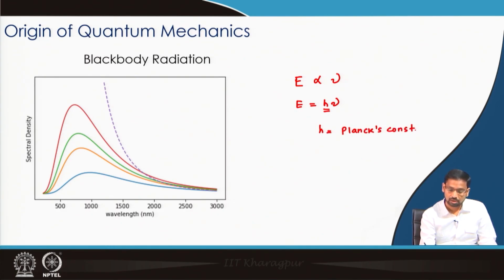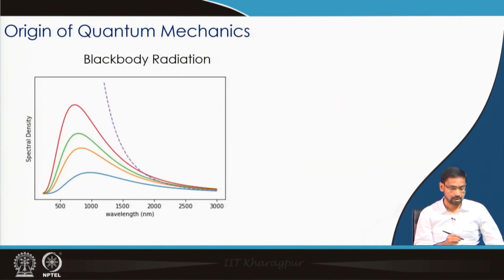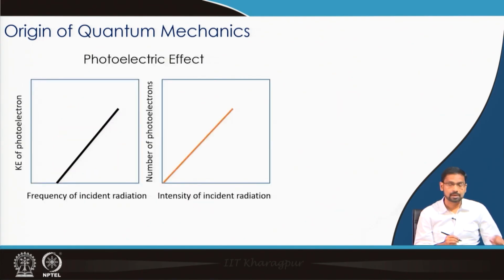So here what he assumed is that the energy of these black body oscillators is quantized. This is a very new concept that was put forward by Max Planck to explain black body radiation. Around the same time, there was another experiment that was puzzling scientists: the photoelectric effect.